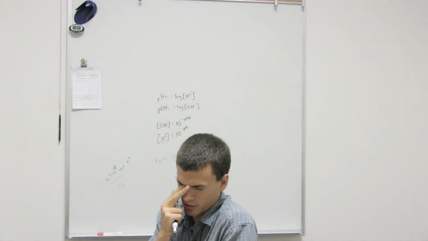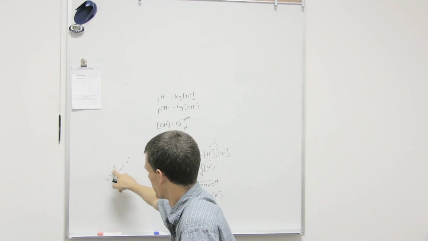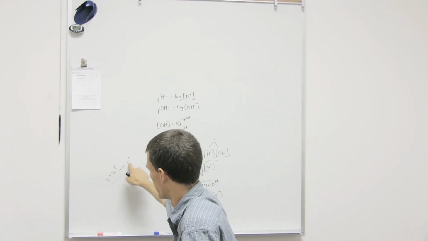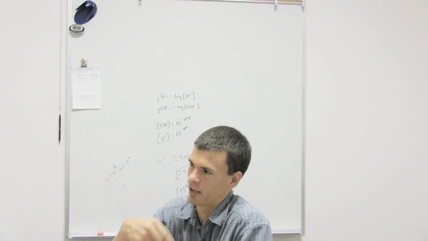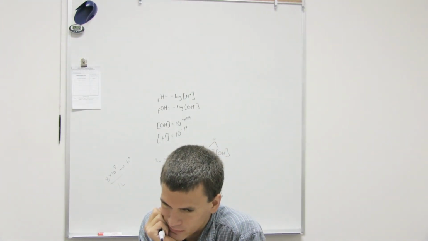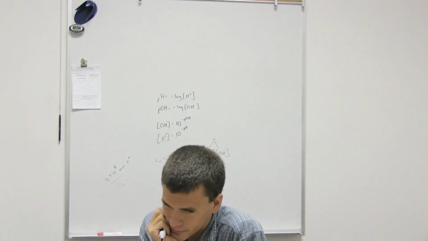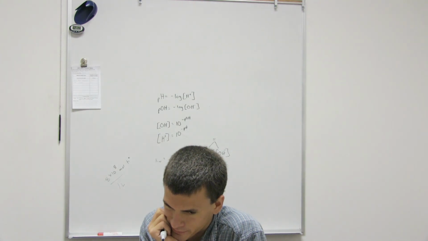Because water is going to contribute, since this is such a small number, compared to water. Water will contribute more H plus than will the HCl. So I have to go plus 1.1 times 10 to the negative 7th and then compute that?